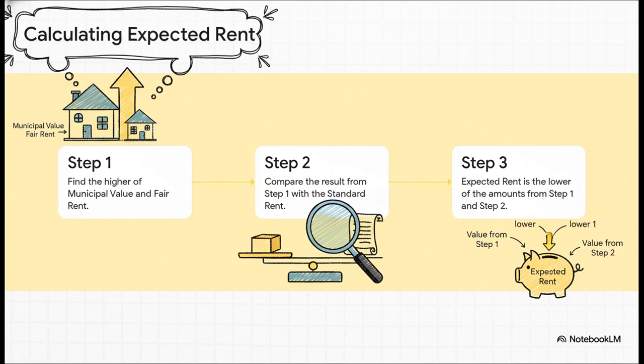Thankfully, the Act lays out a pretty clear three-step process for this. First, you take the municipal value and the fair rent, and you pick whichever one's higher. Then, you take that number and compare it to the standard rent. Your expected rent is the lower of those two. It's a smart system, really. It keeps the value tied to the market, but puts a legal cap on it.